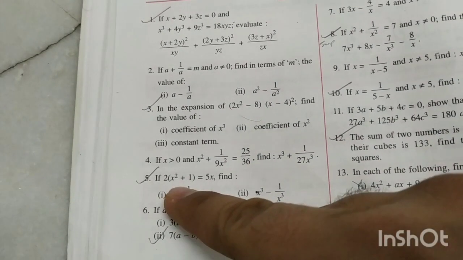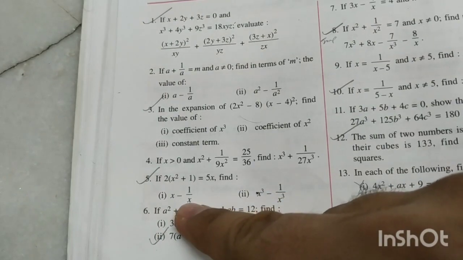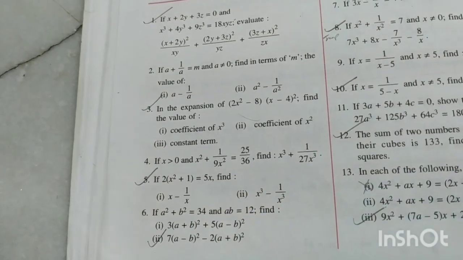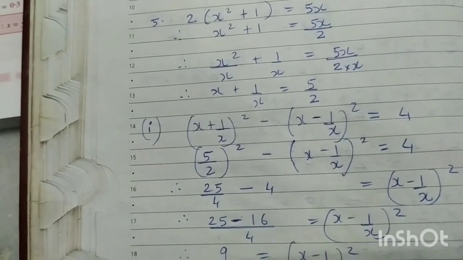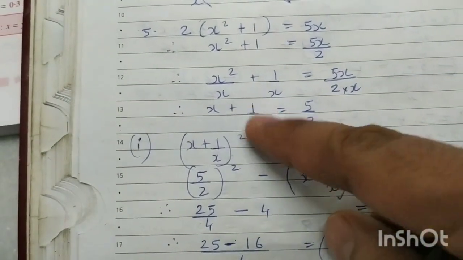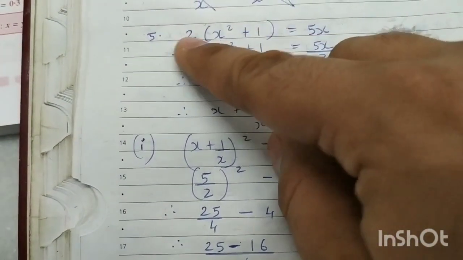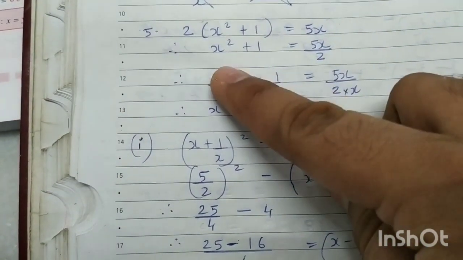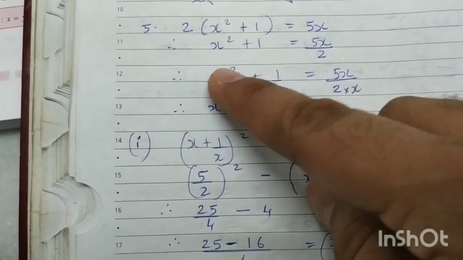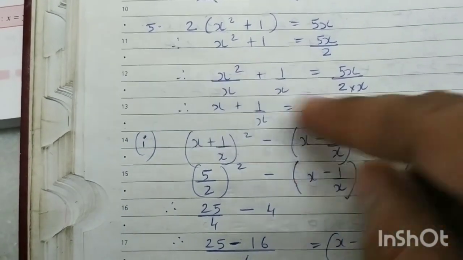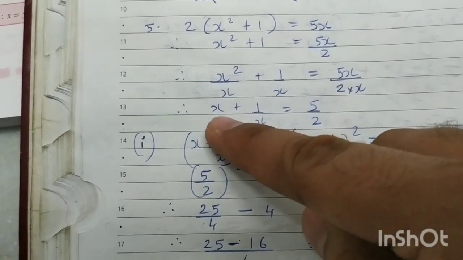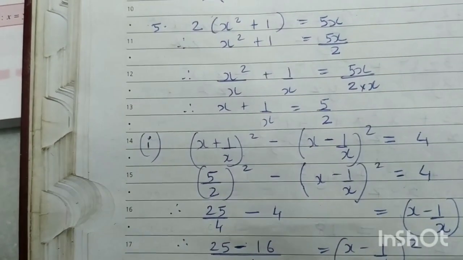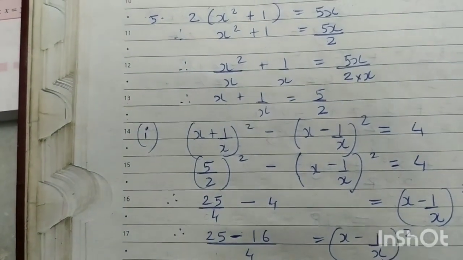In the fifth sum, they've given one equation and they've asked us to find these two values. So first of all, using the equation given, we shall find the value of x plus 1 upon x. So first send 2 down, and then like we have done in the past, divide the entire equation by x. So x and x get cancelled and x and x get cancelled. We get the value of x plus 1 upon x is equal to 5 upon 2, and then finding the required values is so easy.